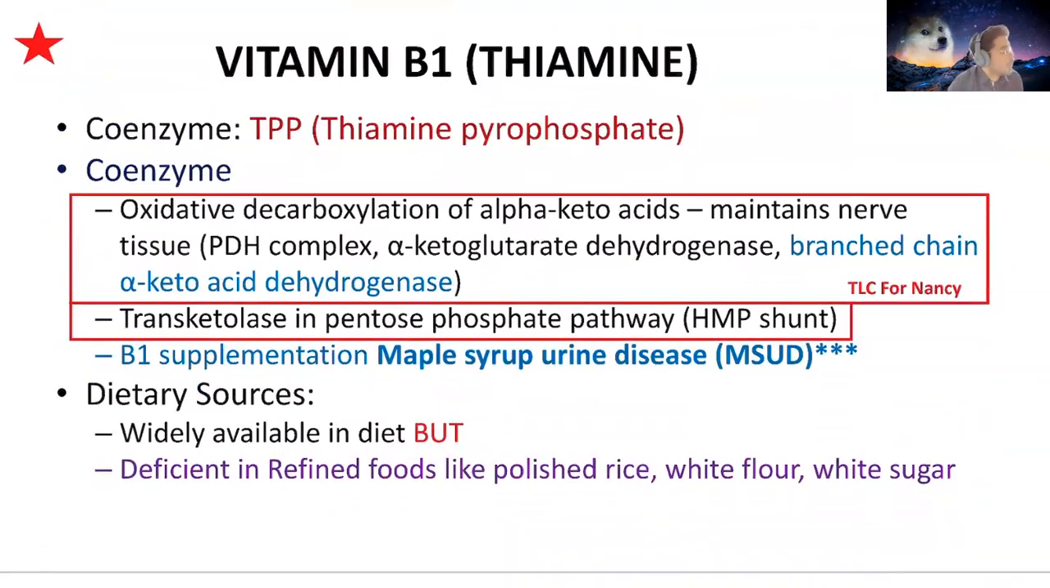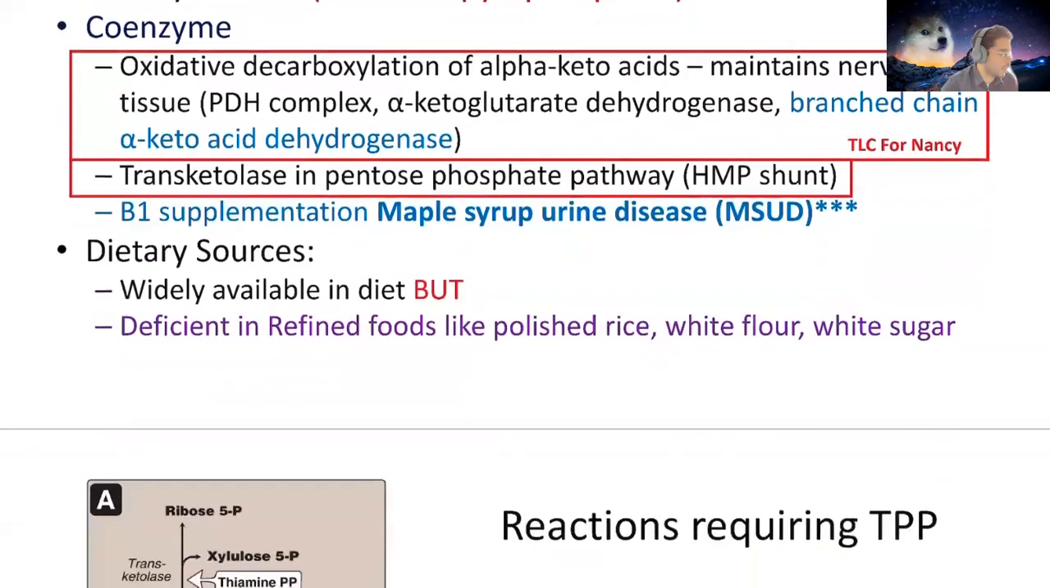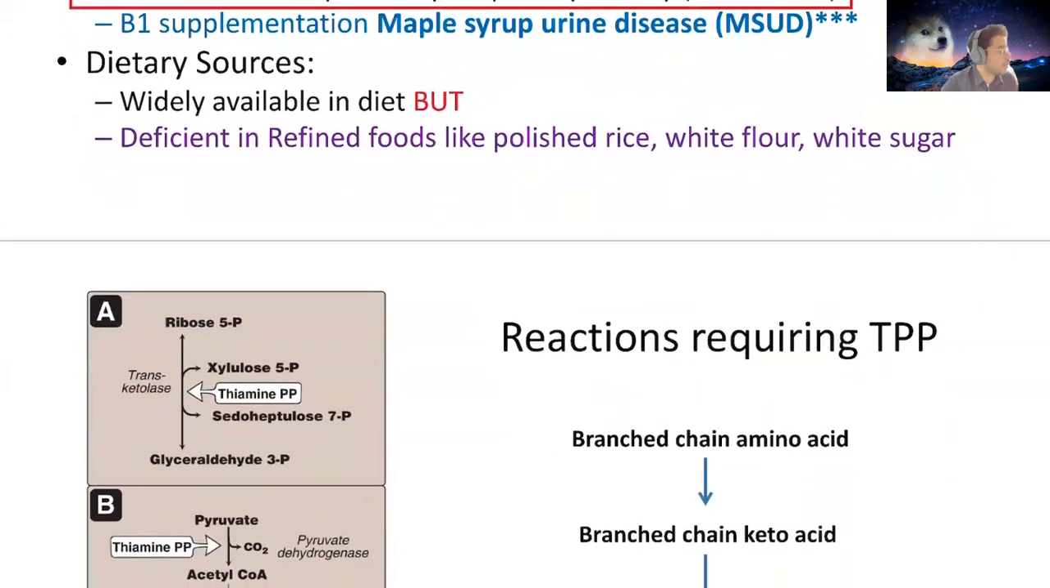Okay, vitamin B1, thiamine deficiency. You guys got to know your other names for it, thiamine pyrophosphate, because they can give you both. Keep in mind what enzymes get messed up, right? Your PDH complex, alpha ketoglutarate dehydrogenase. Most of your dehydrogenases get messed up. So, tender loving care for Nancy. Transketolase, right, is also using thiamine as a cofactor. B1 supplements are typically seen to help with maple syrup urine disease. I would go over those in terms of dietary protective factors.